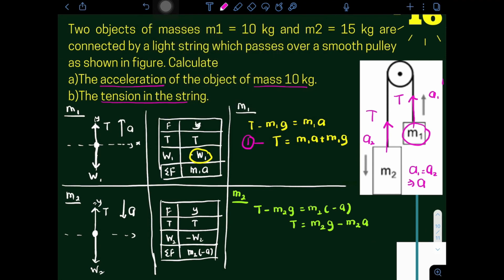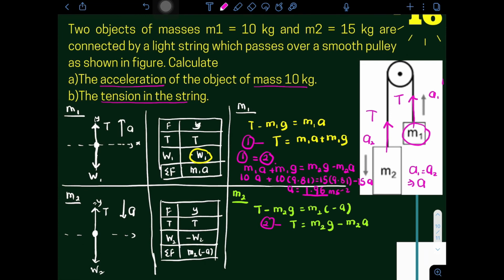These two are the same T. So I have the first equation and second equation. So we equate 1 equals 2. We will get M1A plus M1G equals M2G minus M2A. So plug in the values for M1: 10A plus 10 times 9.81 equals 15 times 9.81 minus 15A. So rearrange, you will get your A, so my acceleration is 1.96 meter per second squared.